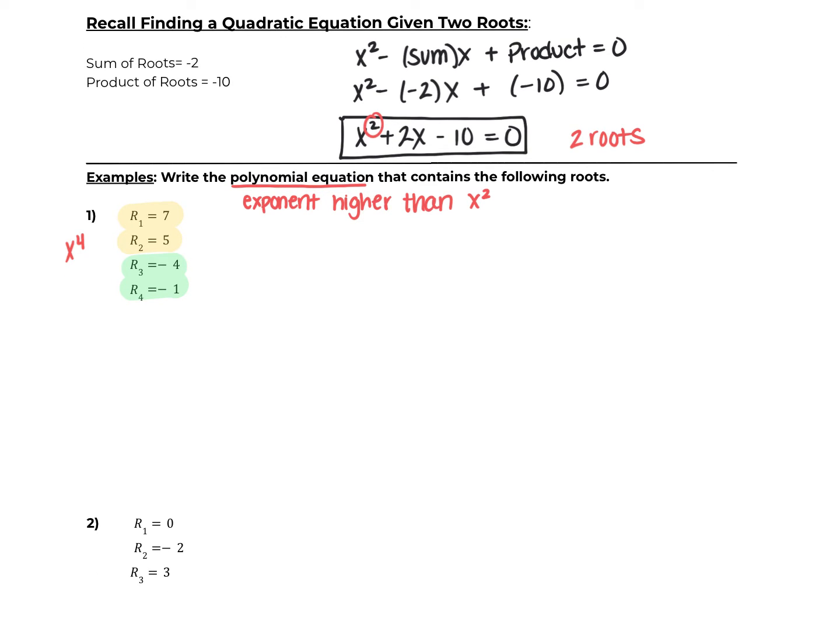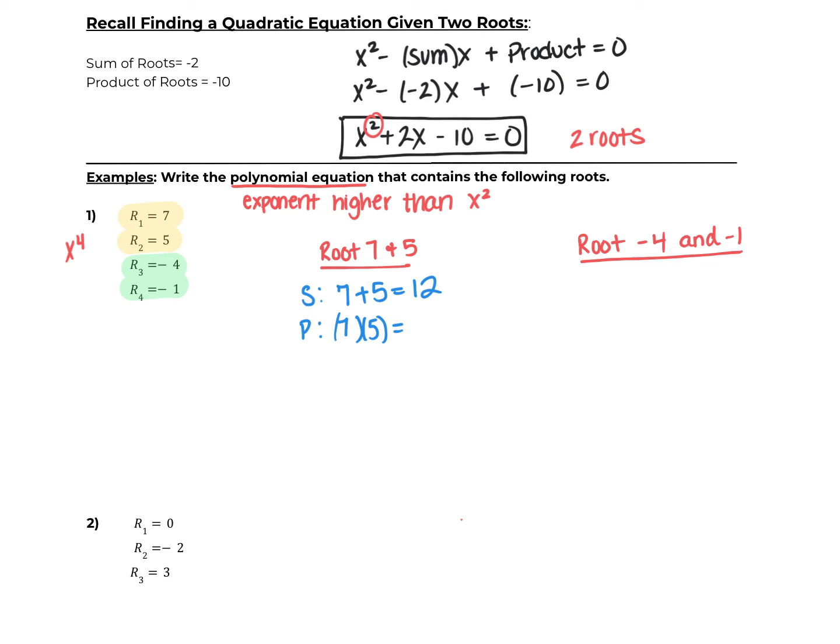So let's do the first ones together. So I'm going to do here root 7 and 5. And then over here, I'm going to do root of -4 and -1. So let's find the sum and the product. So sum, 7 plus 5 gives me 12. Product, 7 times 5 gives me 35. So my quadratic equation here is x squared minus the sum x plus the product equals 0.